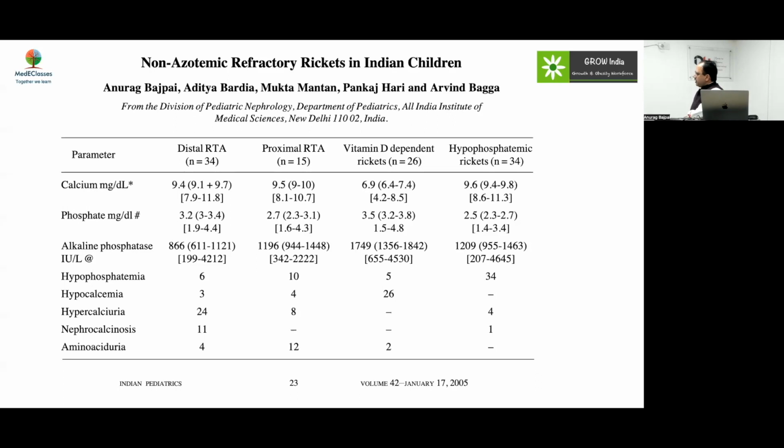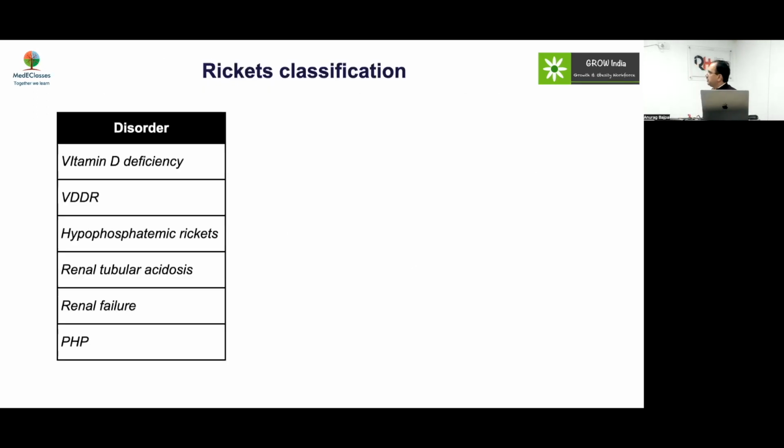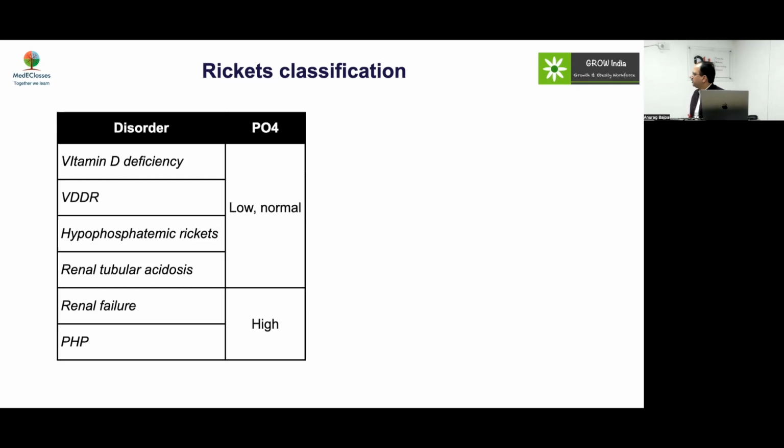Important to remember is that aminoaciduria, which is a marker of proximal tubular dysfunction, may also happen in distal RTA because of secondary hyperparathyroidism. So this is the paper that we published subsequently. If we now look at the primary causes, I've mentioned those four causes along with renal failure and PHP, so 6 causes. The most important is phosphorus.